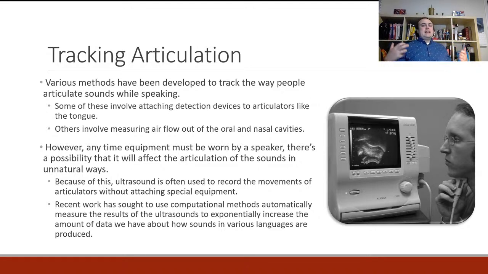But anytime equipment has to be worn by a speaker, or stuff has to be painted on the roof of their mouth or something, there's always a possibility that's going to affect the articulation of the sounds in unnatural ways, right? So because of this, an alternative to these methods is ultrasound imaging. So ultrasounds can be used to record the movement of your articulators without attaching a ton of special equipment to the inside of your mouth or right outside your mouth, right?